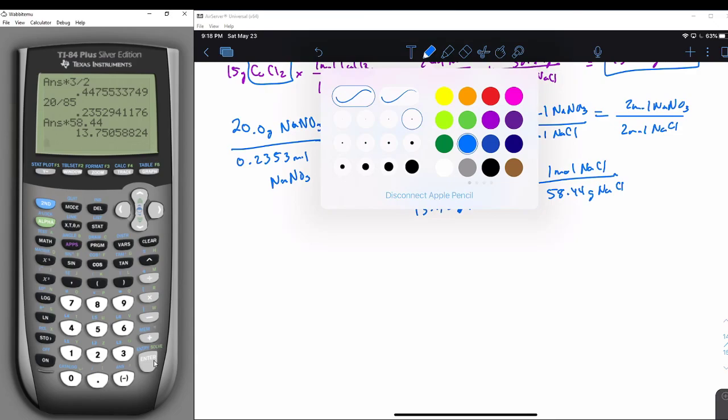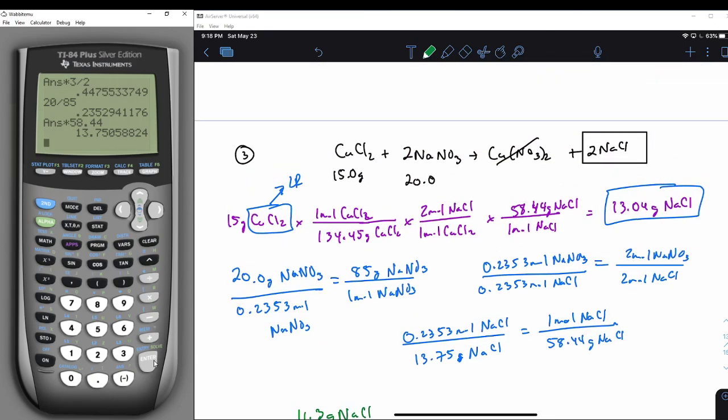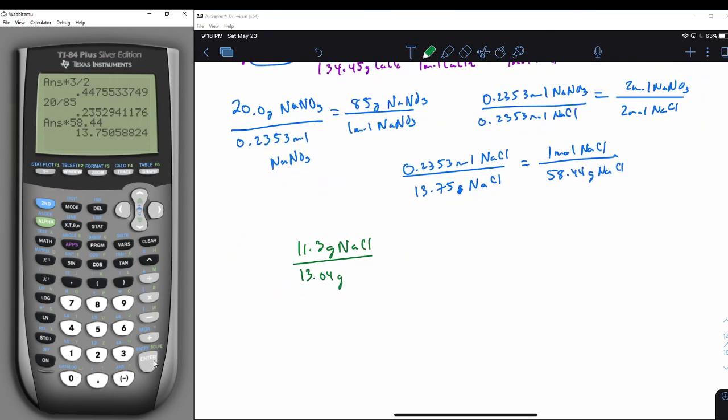And a little add-on to this question was a percent yield. And so if 11.3 grams of sodium chloride were produced in a reaction, what is the percent yield? Well, 11.3 is your experimental, and your theoretical, we found out, is 13.04 grams, because that's what we calculated here. So that times 100 would get you 86.66% yield.